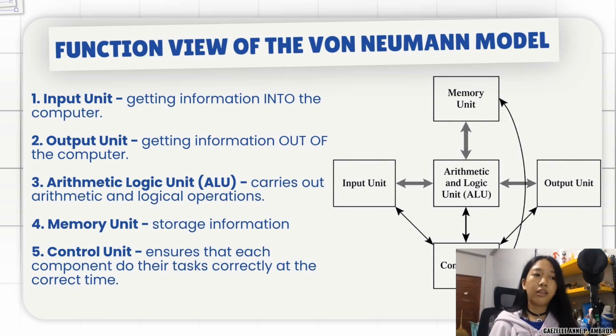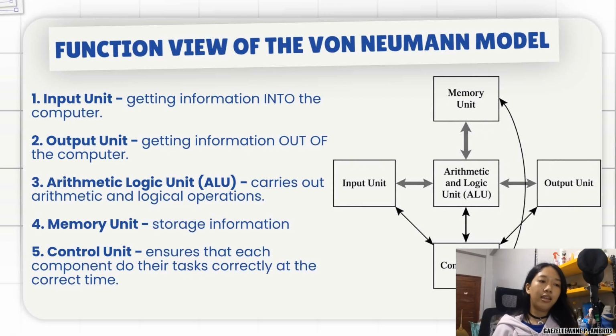So let's first start off with the input unit. As we can see here, it is the getting of information into the computer. So examples of this are keyboards and mouse. And we also have the output unit, which is the opposite of the input unit because it gets information out of the computer. So for example, a printer or a monitor. Next up, we have the arithmetic logic unit, or the ALU, which carries out the arithmetic and logical operations, or in simpler terms, is a built-in calculator inside the processor.